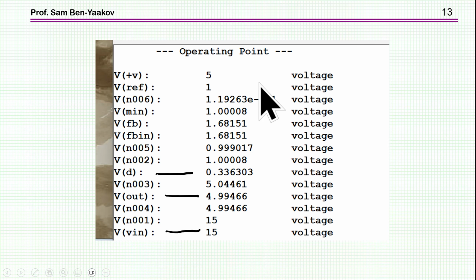Otherwise, the AC analysis will be corrupted and you'll get some garbage. So I'm running an operating point check, and I see here that the input is 15 volt, which is okay. The output is 5 volt, and therefore the duty cycle is 0.33. 0.33 times 15 gives me the 5 volts, so everything seems okay. I'm operating at the correct operating point.